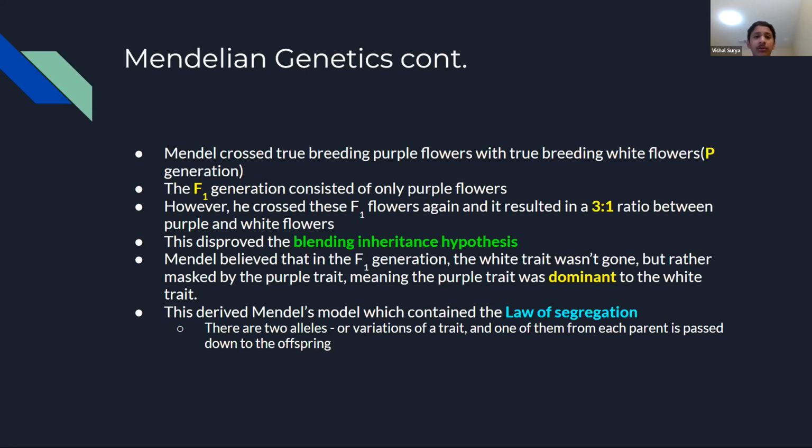This derived Mendel's model, which had a lot of parts to it, but the most important part of Mendel's model is the law of segregation. Before we talk about the law of segregation, Mendel also believed that each organism carries two traits, or alleles, which are the variations of the different traits or genes. And he believed that one of them would be passed on.